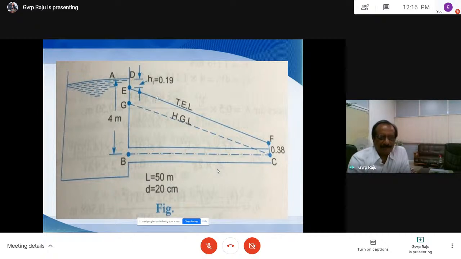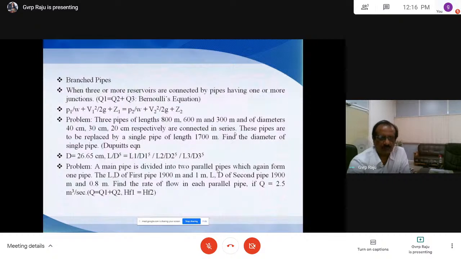So here this is the hydraulic line P1 by W plus Z1, and this is V square by 2g, or V1 square by 2g. As velocities are the same, we are getting the same parallel line. Then the other one is the branch pipe.